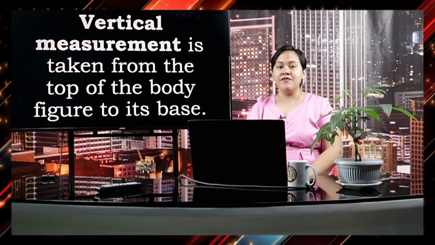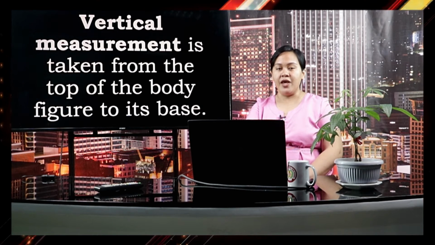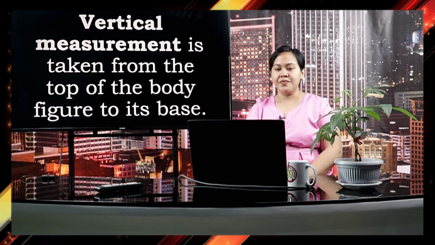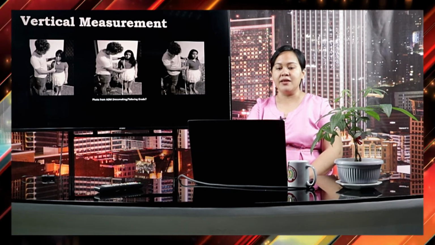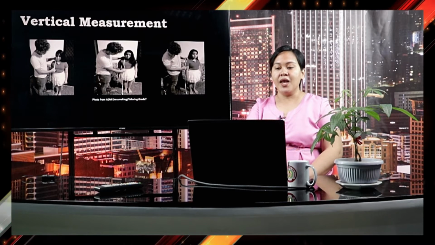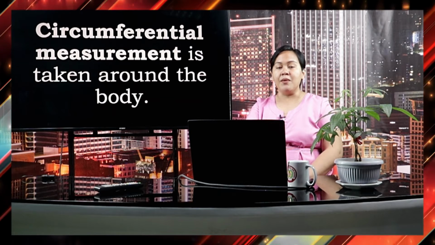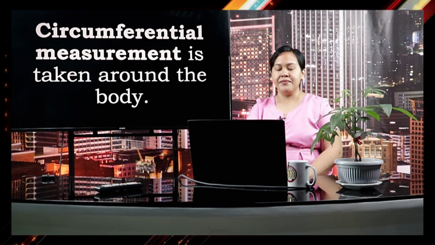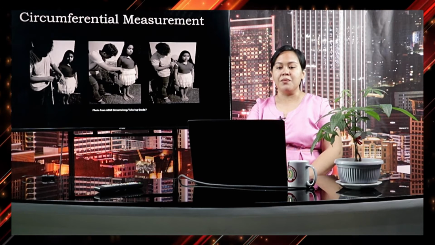Second type is the vertical measurement, which is taken from the top of the body figure to its base. Now let's check for examples of vertical measurement. And lastly, we have circumferential measurement, which is taken around the body. Now here are examples of circumferential measurement.